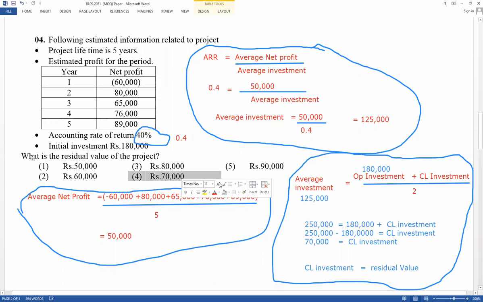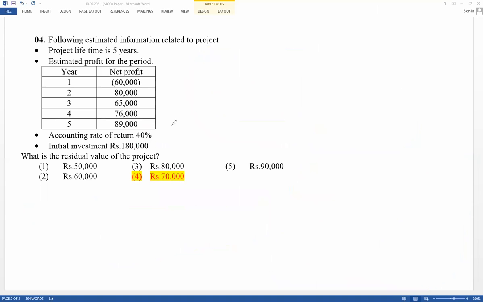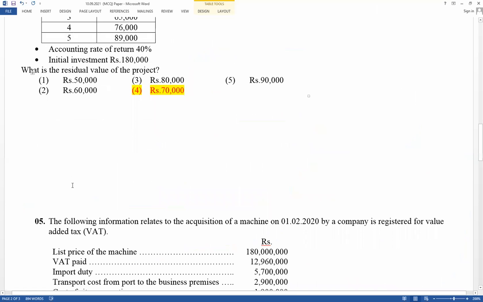Question number 4, answer 4. Very important: last lesson, accounting, project evaluation, capital investment decision. When we are going to select a project, there are 3 methods that can be applied: net present value, payback period, as well as accounting rate of return. And next one, question number 5, also very important.